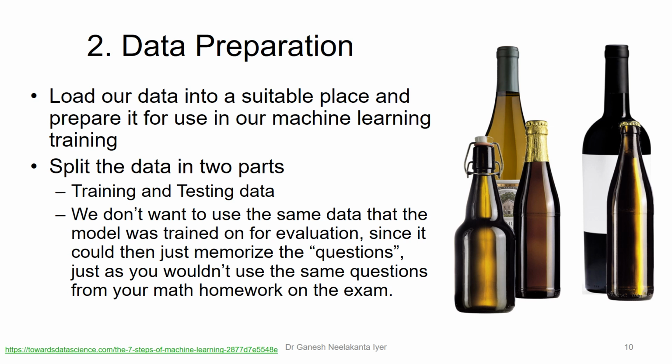The second step is data preparation. Load our data into some suitable place and prepare it for use in our machine learning training. The first and foremost important step in data preparation is to split the data into two parts: training and testing data. Typically people follow a 70-30 rule or 80-20 rule based on the size of the data. When I say 70-30 rule, that means 70% of your input data is used for training the algorithm, and 30% is used for testing.